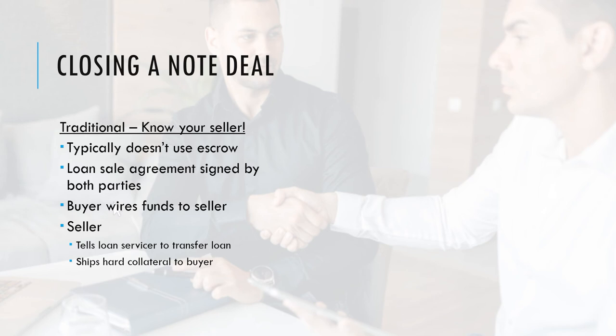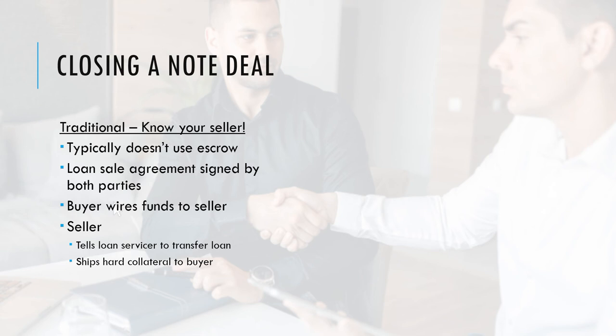But when you've agreed to close, the first thing you're going to do is there will be a loan sale agreement that gets signed by both parties. Typically, the seller can provide this. Sometimes, when I'm a buyer, if I'm buying from an individual note investor, they may not have a loan sale agreement, in which case I use my template for it. But both parties execute that agreement.